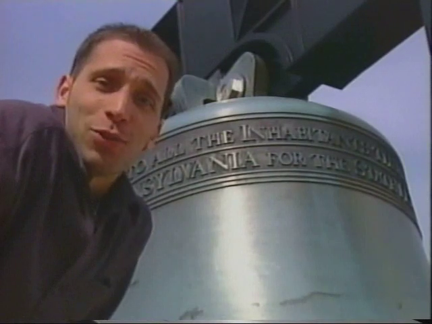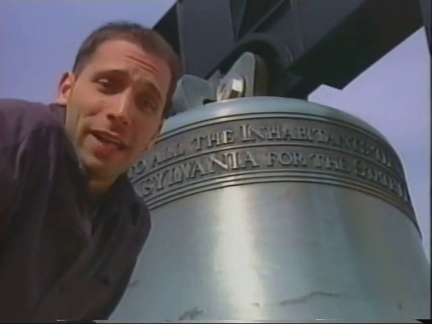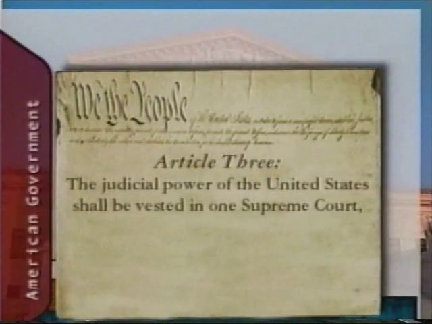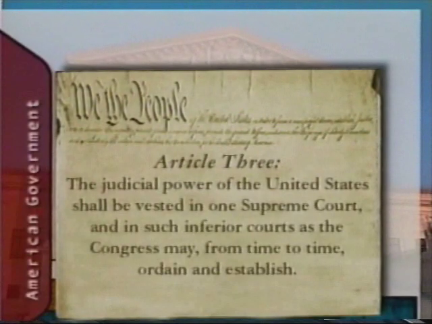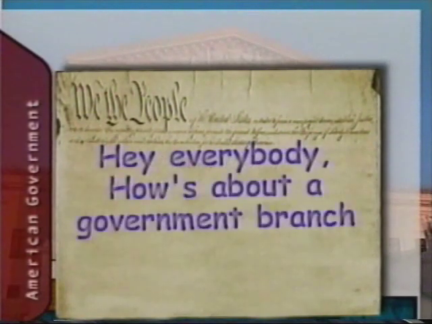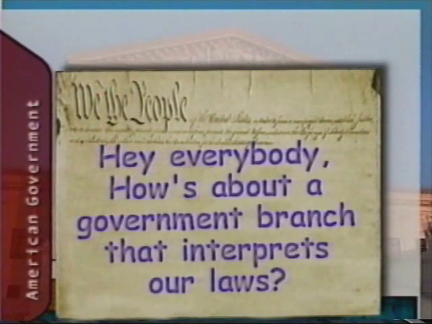Article 3 of the Constitution gave America its judicial branch when it said, "The judicial power of the United States shall be vested in one Supreme Court, and in such inferior courts as the Congress may from time to time ordain and establish." Which means, hey everybody, how's about a government branch that interprets our laws?